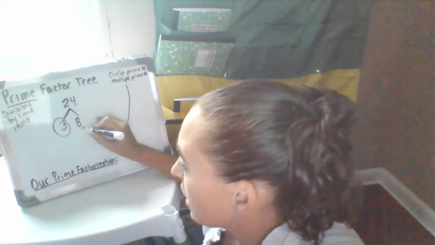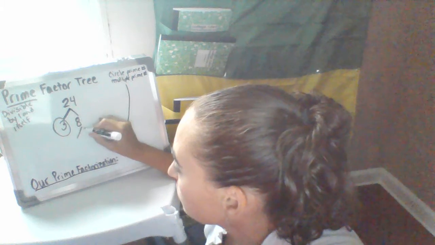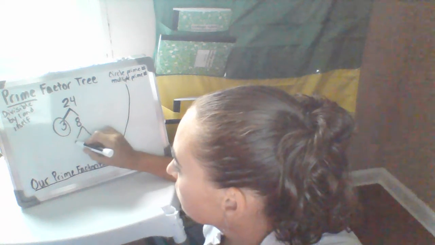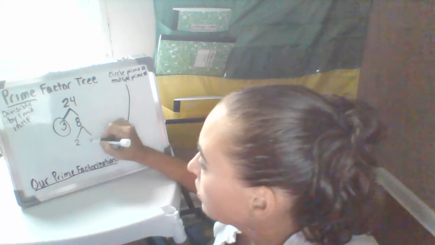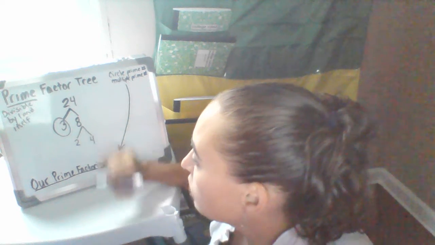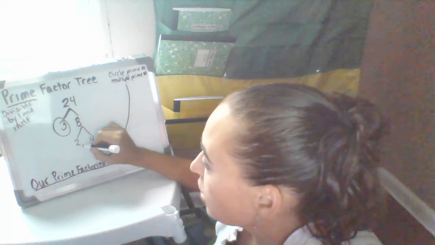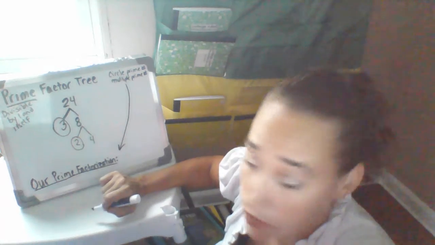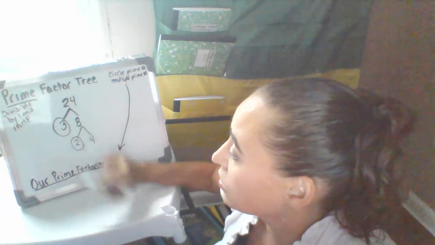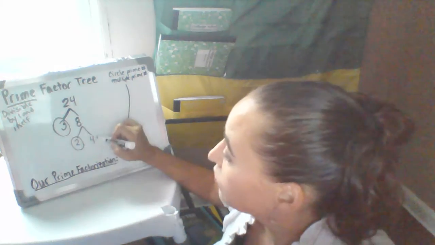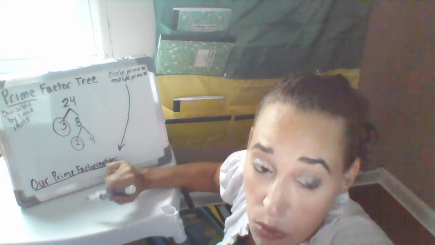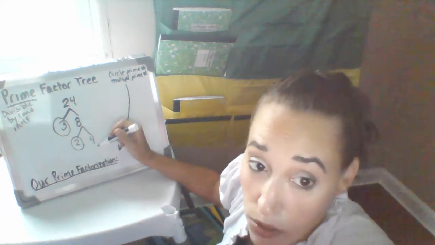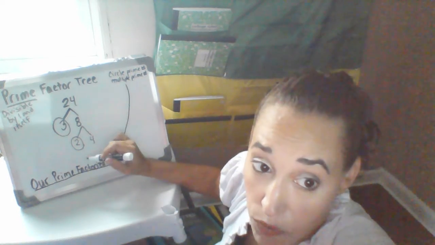So now I want to pull out, I always try to pull out a prime number. So I'm going to say 8, 2, and 4. 2 is a prime number. It's only divisible by 1 and itself. Okay, so I'm going to circle that as a prime number. 4 is a composite number because it's divisible by 1, it's divisible by itself, 4, and it's divisible by 2. So it doesn't fit that profile.